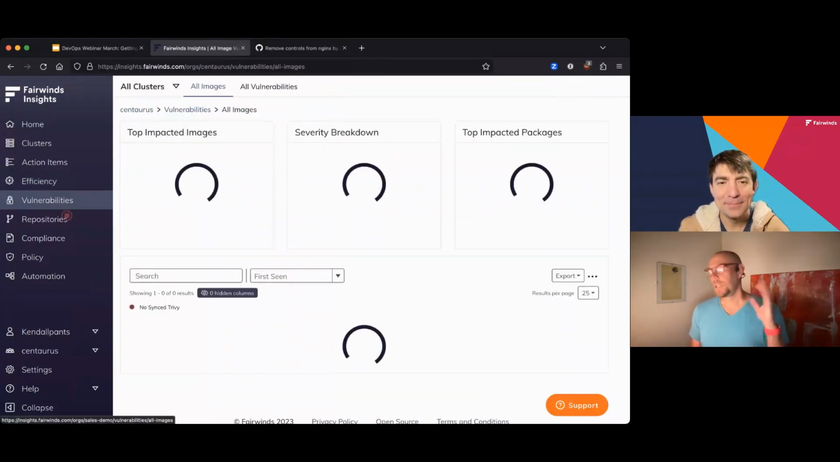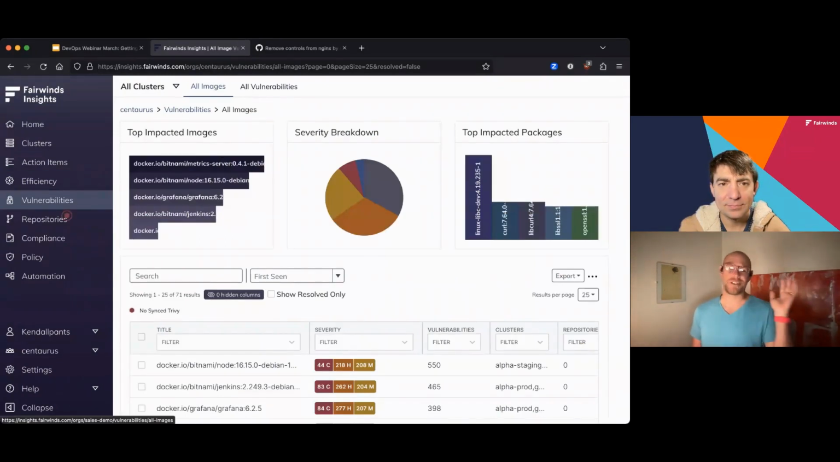Now, we also check for known vulnerabilities. We have compliance dashboards, policy, a whole bunch of automation so you can kick things out to Jira, et cetera. There's a lot here. I'm not going to show you everything that's in Insights.